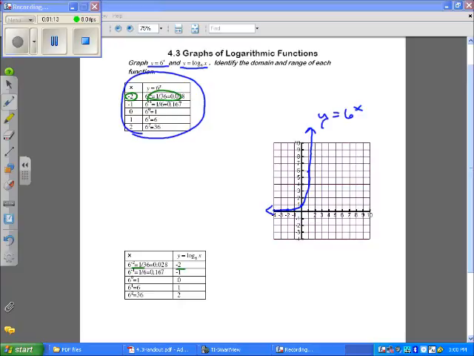The first point is 0.028, negative 2. So that's close to the y-axis. Next point is 0.167, negative 1. The next point is 1, 0. And then we have 6, 1. And the last point here is 36, 2. We can't fit that on our graph paper, so.